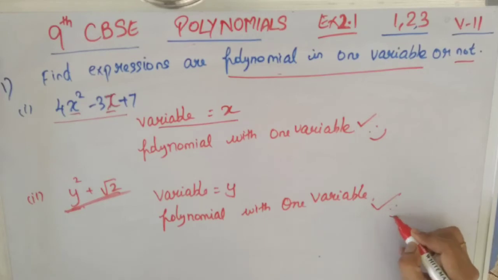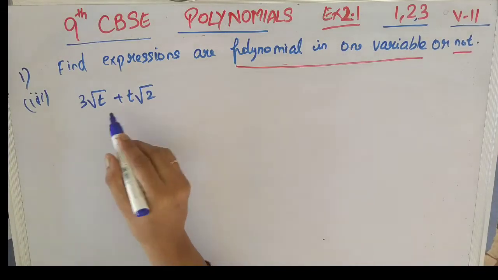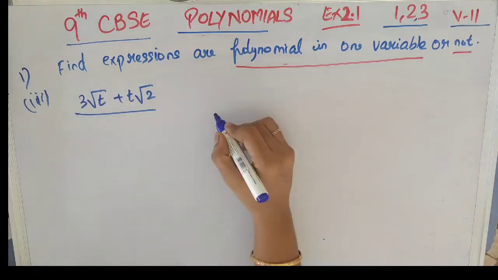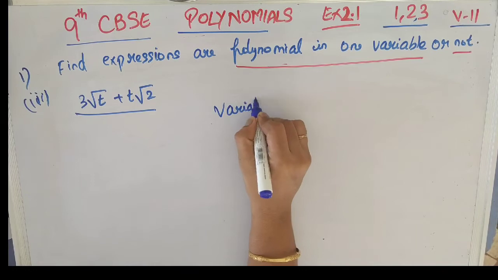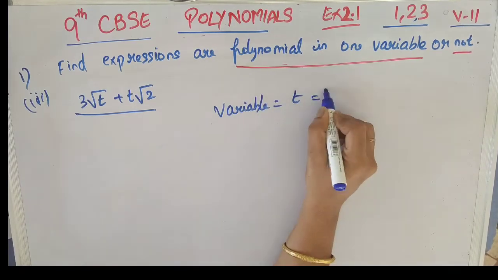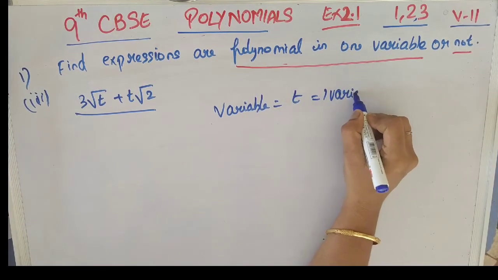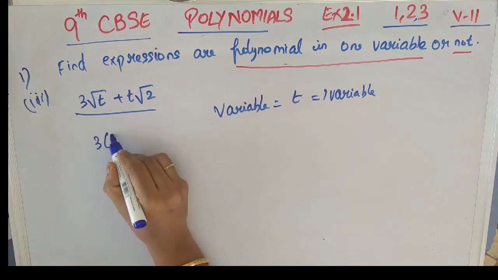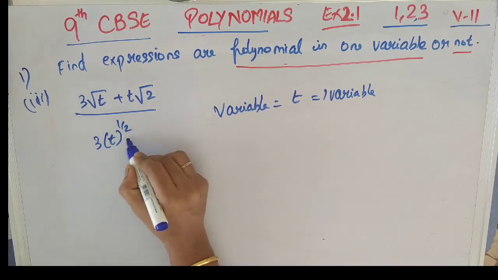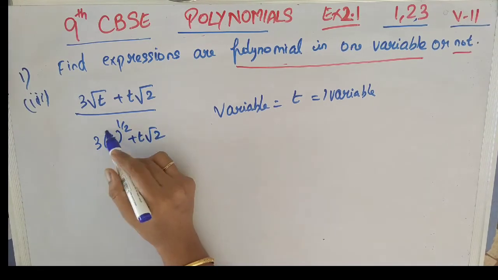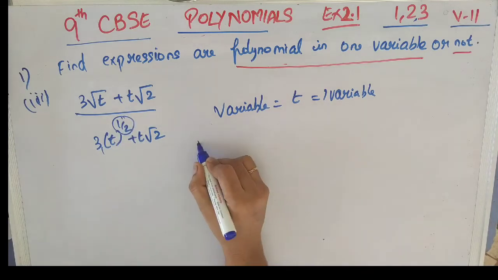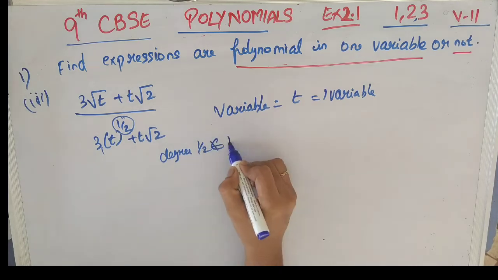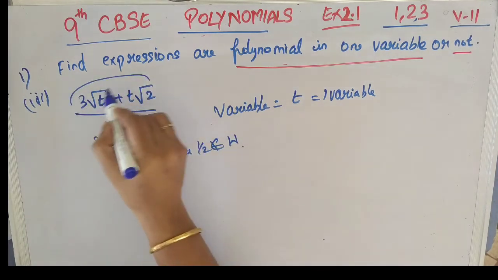Clear? Now, let's go to the next question. 3 square root of t plus t square root of 2. Is it a polynomial with one variable or not? Here, the variable used is only t. Okay, so it is one variable. But here, we have to check whether it is a polynomial or not, isn't it? Here, 3 square root of t can be written as 3t power 1 by 2, plus t square root of 2. The degree of t is 1 by 2, which is not a whole number.